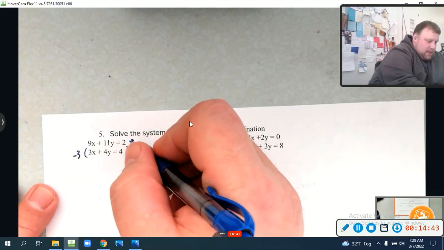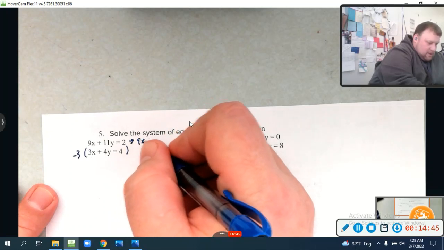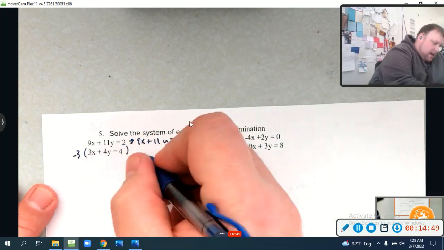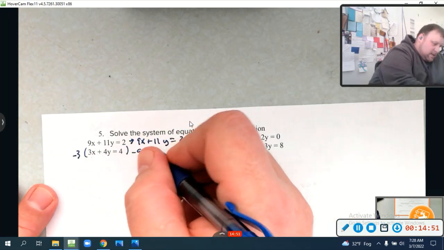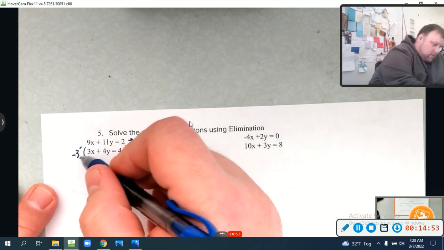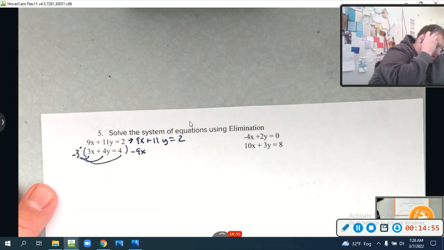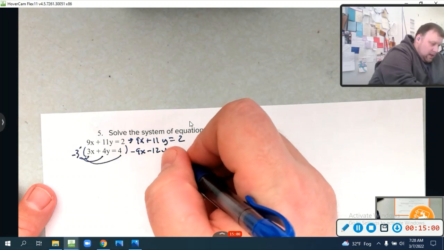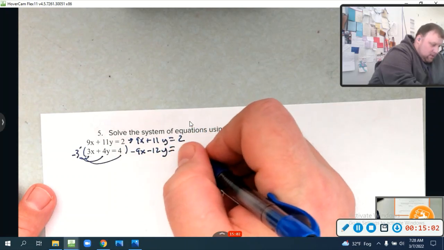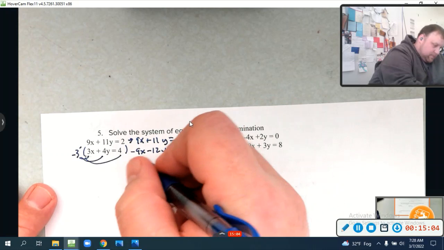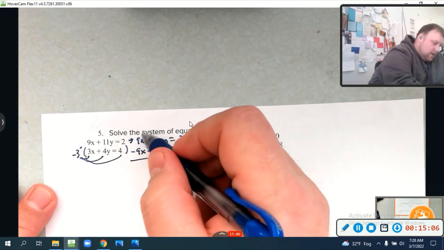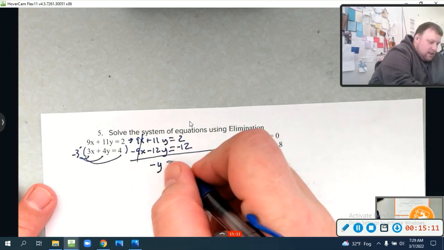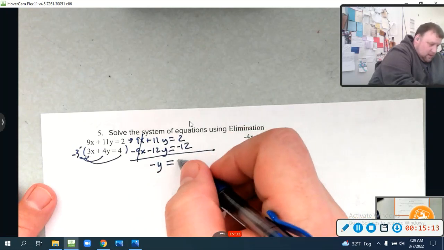So the top is the same, right? 9x plus 11y equals 2. But the bottom equation becomes negative 9x. Distribute that 3, right? Negative 9x minus 12y equals negative 12. Let's add straight down. Those x's cancel out. 11y minus 12y is negative y equals negative 10.